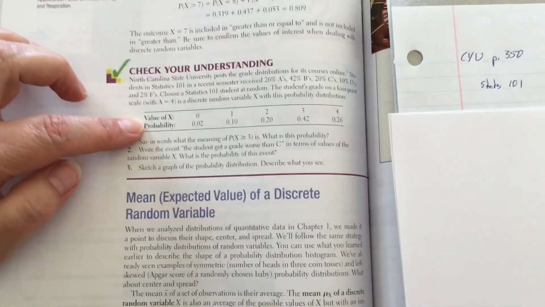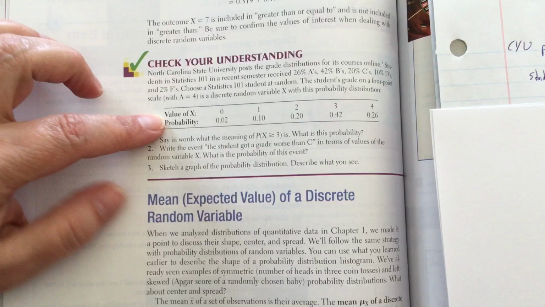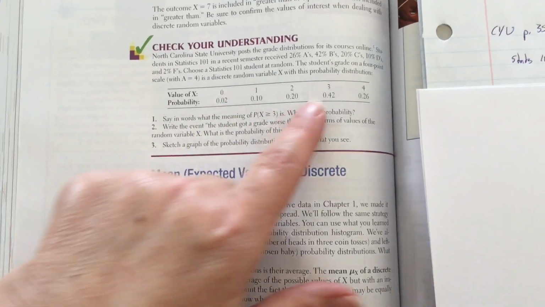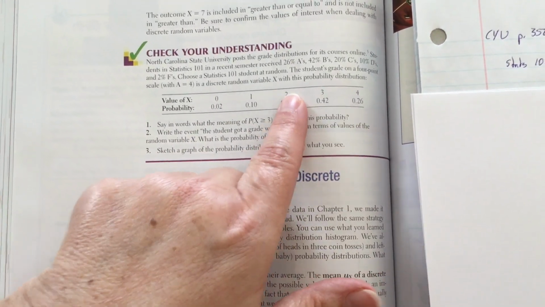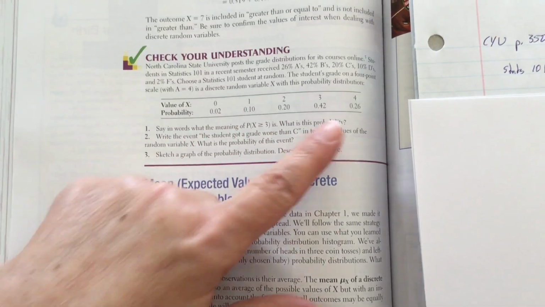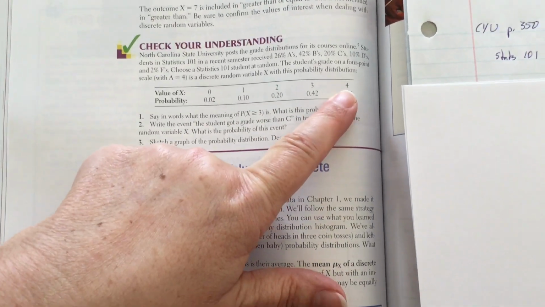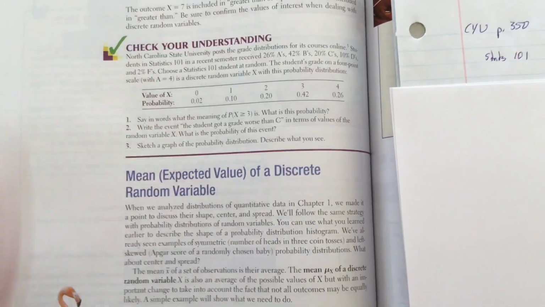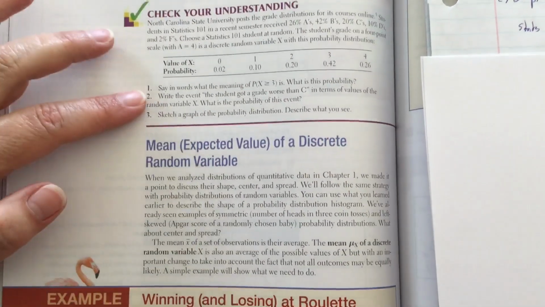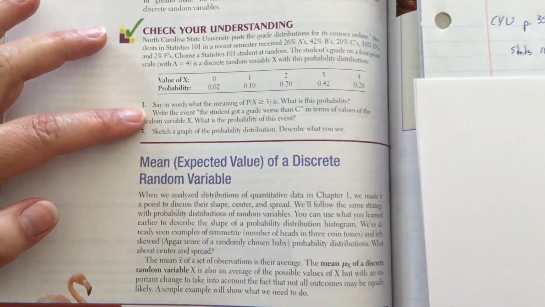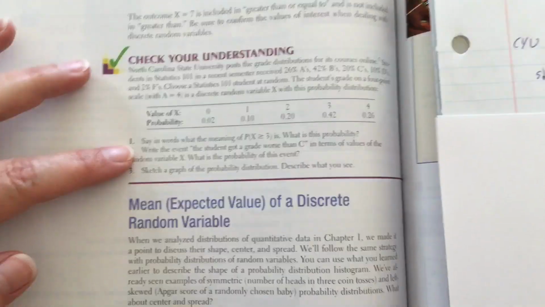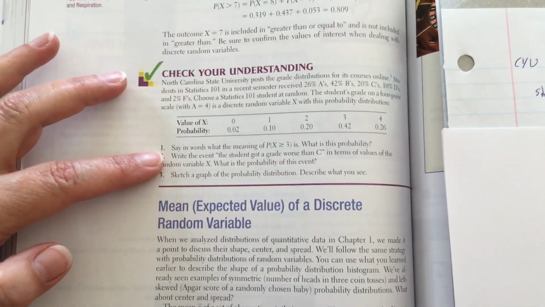So we have a probability model with a discrete variable of their grades, because there's nothing between an A or a B or a C, and a D, and an F. It's not like you can get a 3.5 or whatever. You can only get an A or a B. There's no pluses and minuses. Okay, saying words, what is the probability that X is greater than or equal to 3?